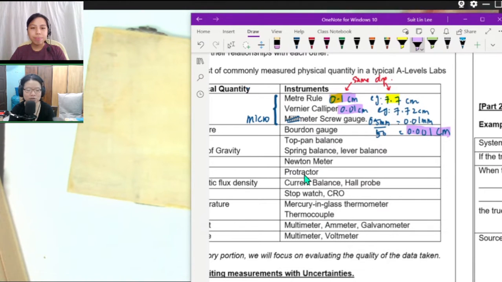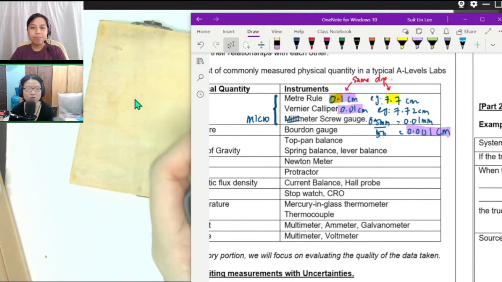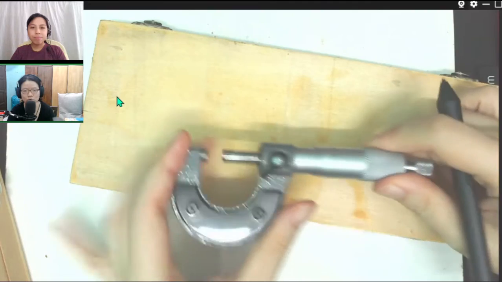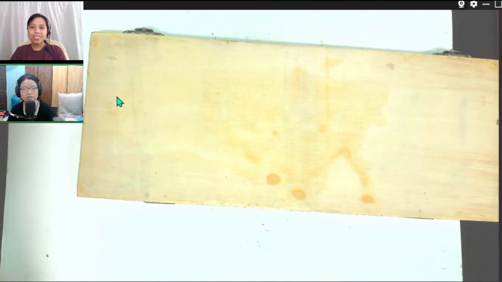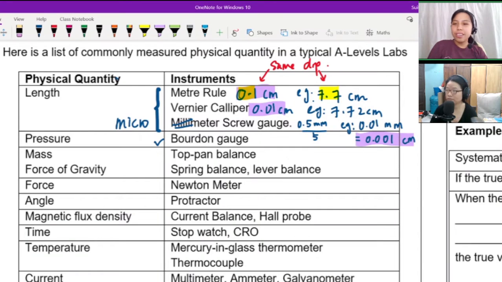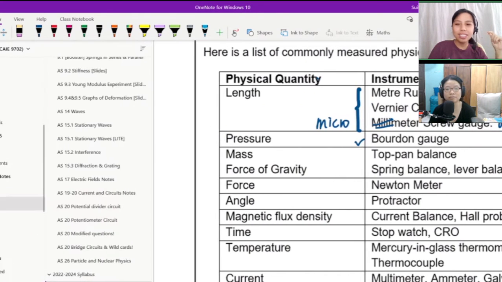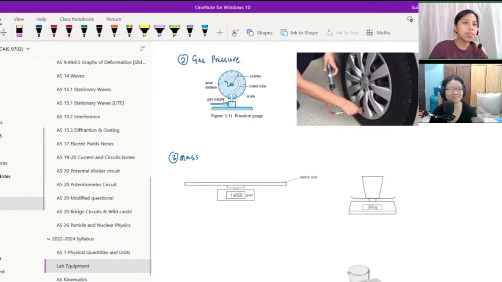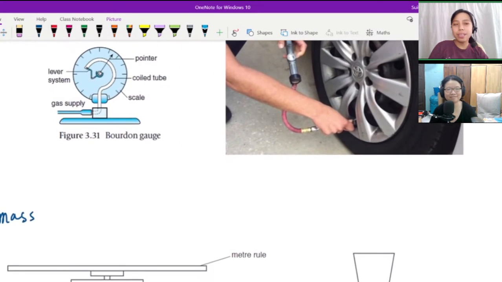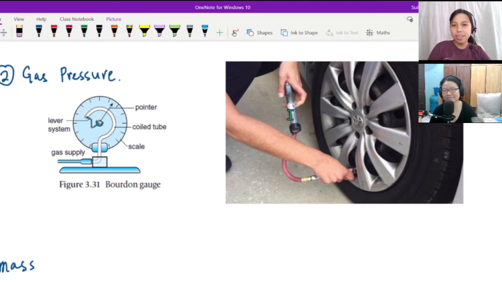Okay, so that's about measuring lengths, and you may have to be a bit creative. As you do more labs, you will see that there are different ways to measure lengths. We're just here to show you the instrument. Next on the list, we have a quantity for pressure, and that is going to be measured with what we call the Bourdon gauge. We don't actually have it with us, but here's a picture of it that you can see.